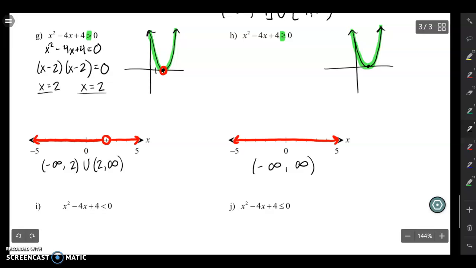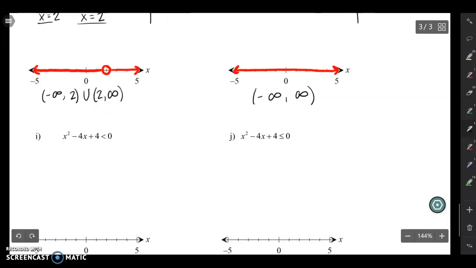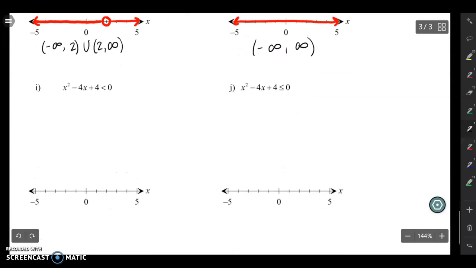All right, let's jump down and do i and j together. If you feel confident, like you can finish these on your own, go ahead and hit pause, do them on your own, and then jump back and make sure you did it right. I'll go ahead and sketch the same parabola because I'm dealing with the same quadratic.